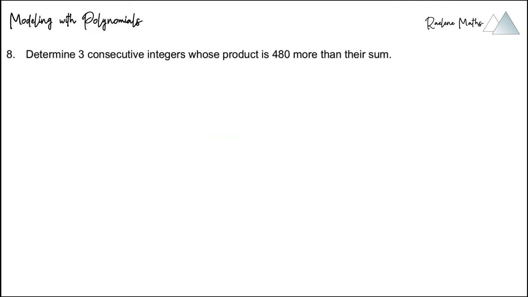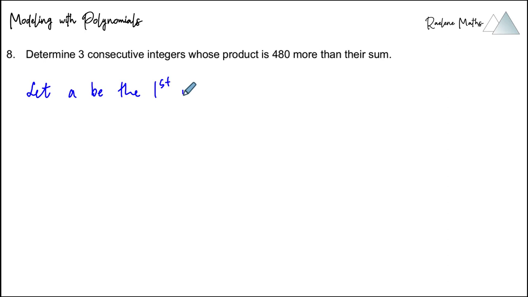In number 8, we have a word problem, and we're going to start off by defining some variables. We want to determine three consecutive integers whose product is 480 more than their sum. For the integers, we often use x and y. I like to avoid using x and y at the beginning of problems, so I'm just going to let the first integer be a.